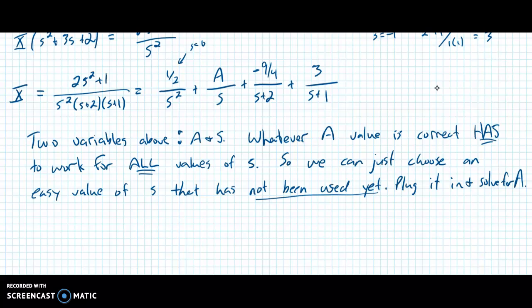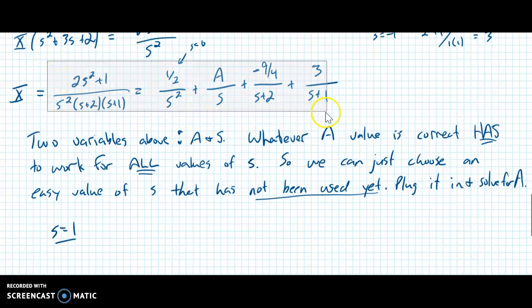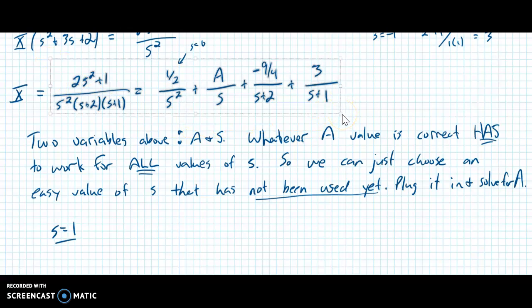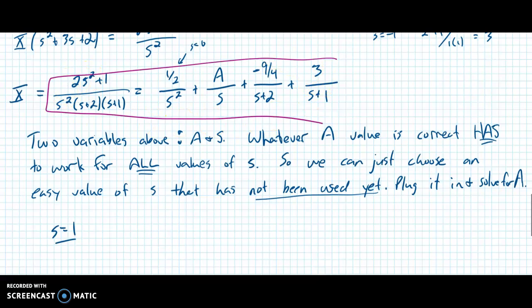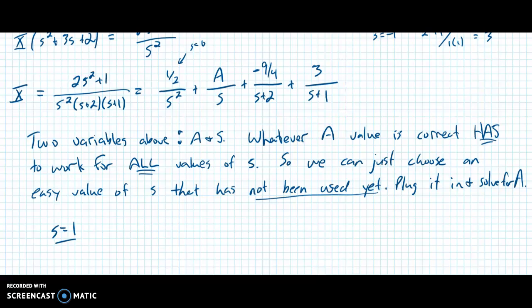But look, S equals 1. That value is the easiest value that has not been used yet. Oftentimes it's 0 or something else. But anyway, I'm going to plug in S equals 1 to this equation right here, and then I can solve for A. So when I plug it in, I'm plugging it in for this entire thing right there. I'm going to plug in S equals 1. Boom. So what's that give me?